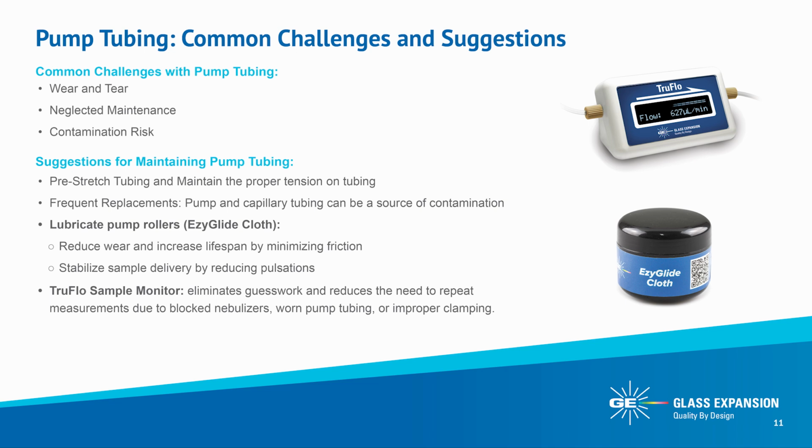Using Easy Glide cloth to lubricate the pump rollers can reduce wear, minimize friction, and stabilize sample delivery. Another useful tool is the TrueFlow Sample Monitor, which offers real-time flow measurement, preventing issues like blocked nebulizers and worn tubing. Lastly, always release pressure on the tubing when the instrument isn't in use to extend its lifespan.